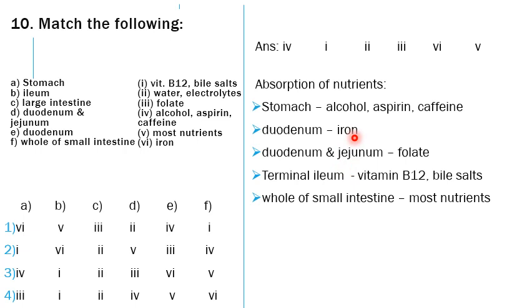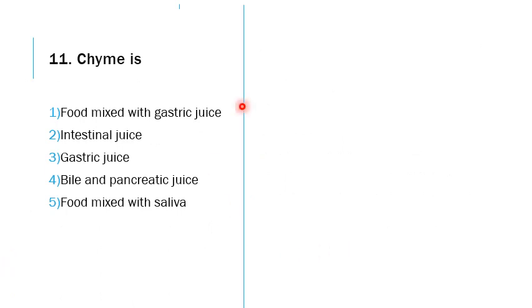Or if the patient has megaloblastic anemia, then vitamin B12 absorption is affected, and we can identify that there is some problem at the terminal part of the ileum. The 11th question is: chyme is.